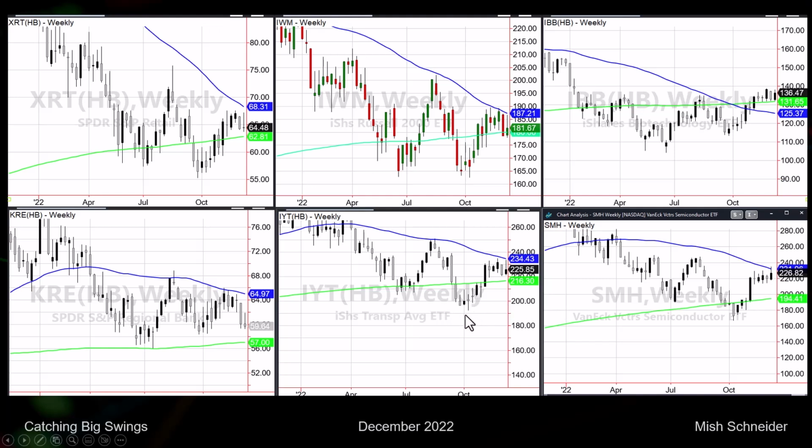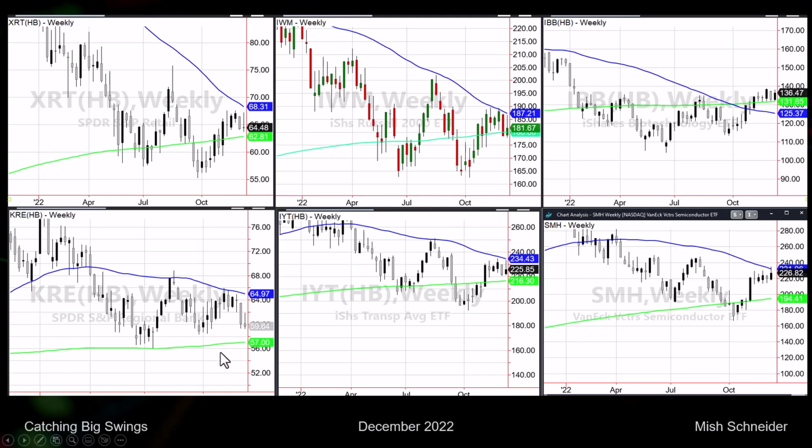Pretty much the same thing with IYT. You can see how nice this 50-week moving average has just been since we really had that breakdown at the end of March into April. And again, all of these, except for IBB, have been in a downtrend. Yet we're seeing these two moving averages get closer. So this sort of apex, if we ever get there, of these two moving averages will be key. And if they don't get there, that will also be key.